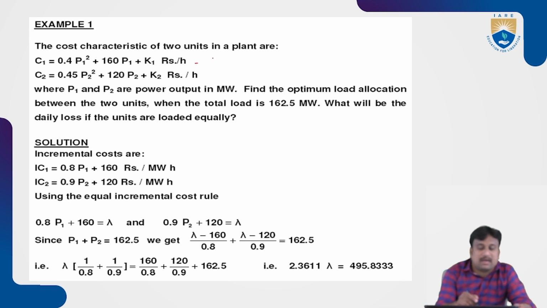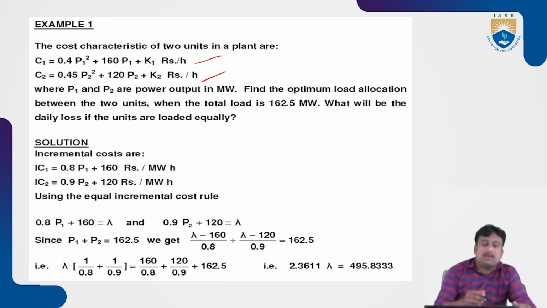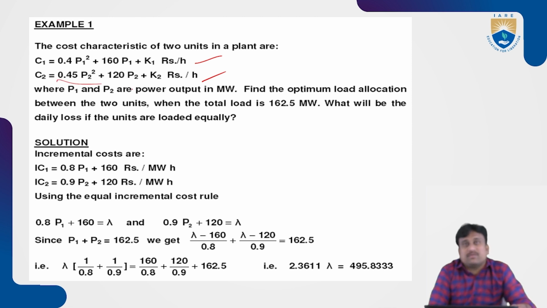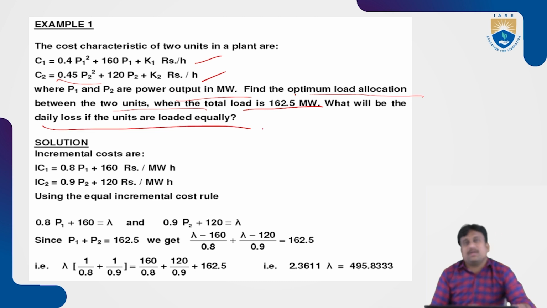Now another example with C1, C2 values is considered. This represents the cost characteristics of two units in a plant: C1 equals 0.4 P1 square plus 160 P1 plus K1, and C2 equals 0.45 P2 square plus 120 P2 plus K2, all in rupees per hour, where P1, P2 are power outputs in megawatts. We need to calculate the optimum load allocation between the two units when the total load is 162.5 megawatts. What will be the daily loss of the units?